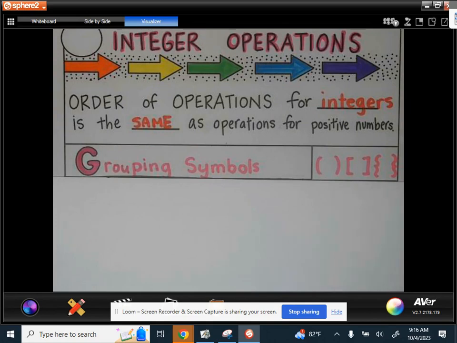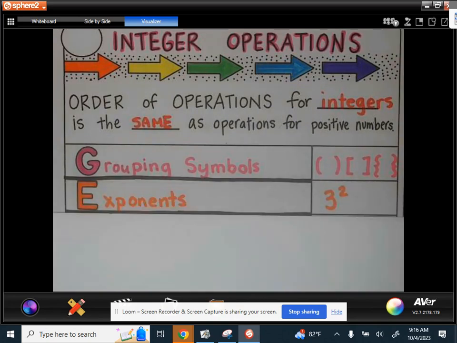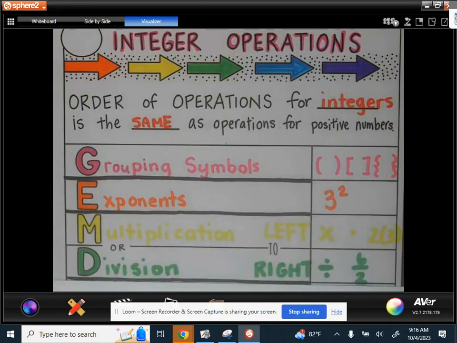But that does not include if there's just a negative number inside them. That's not a problem that you're actually working out. So when we say grouping symbols, we mean some sort of operation that is inside of those. The E stands for exponents. You haven't learned that yet, so you won't be seeing any problems with that yet, but we will learn that in an upcoming unit.